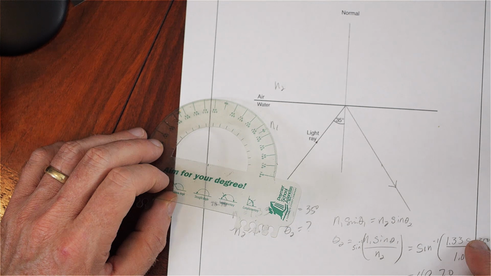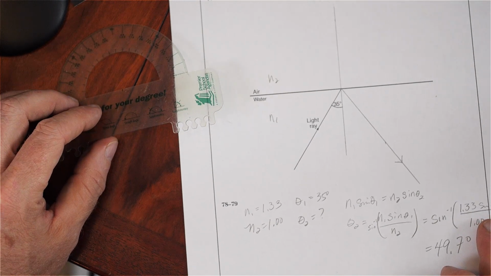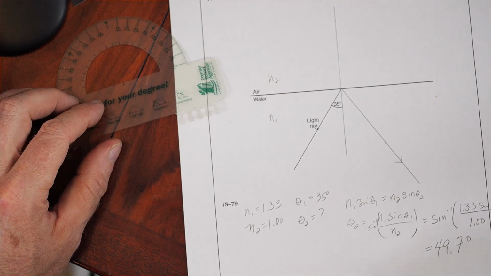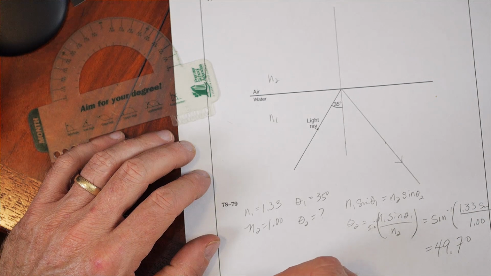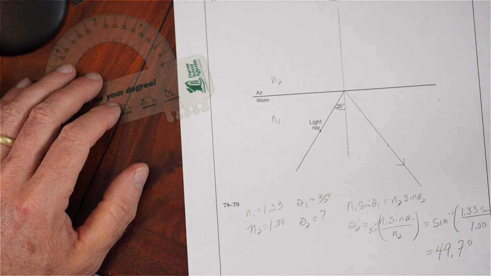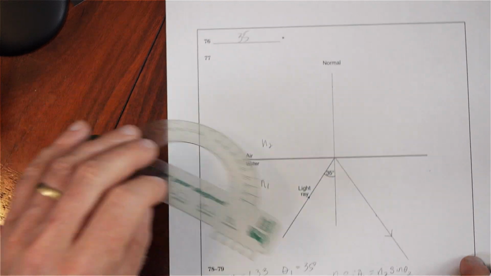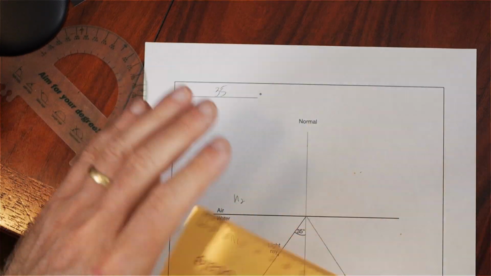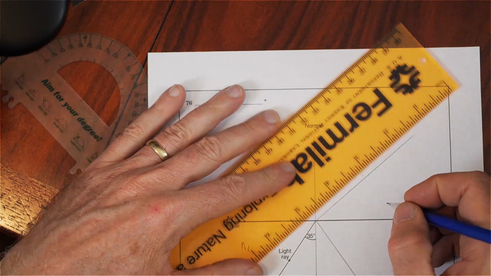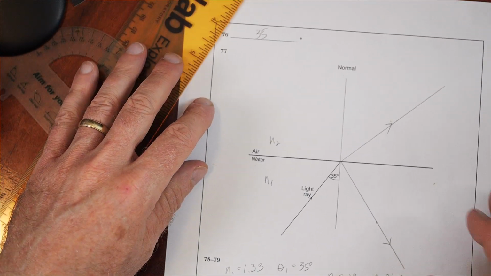Identify at least one characteristic of the light ray that is the same in both the water and the air. Same characteristic, the frequency. The frequency is the same in the water and air. That's the only thing that is the same, I think. The wavelength is going to change, the speed's going to change. I'm actually going to draw that, 49.7, like that. Something like that. Bends away from the normal because it speeds up.